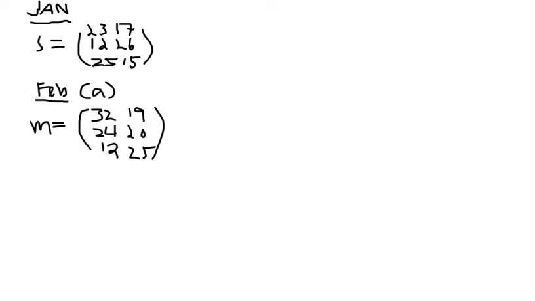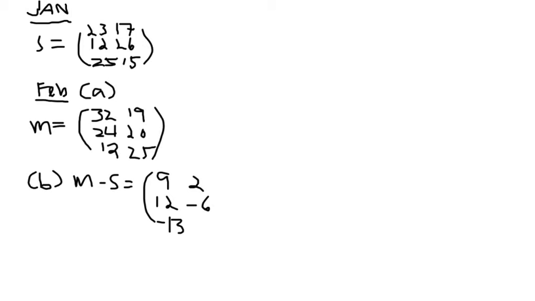For part B, they ask us to evaluate M minus S. And this is something that we are familiar with. Without showing all the working, you should be able to tell 32 minus 23 is 9. 19 minus 17 is 2. 24 minus 12 is 12. 20 minus 26 is negative 6. 12 minus 25 is negative 13. And 25 minus 15 is 10. So that is M minus S.